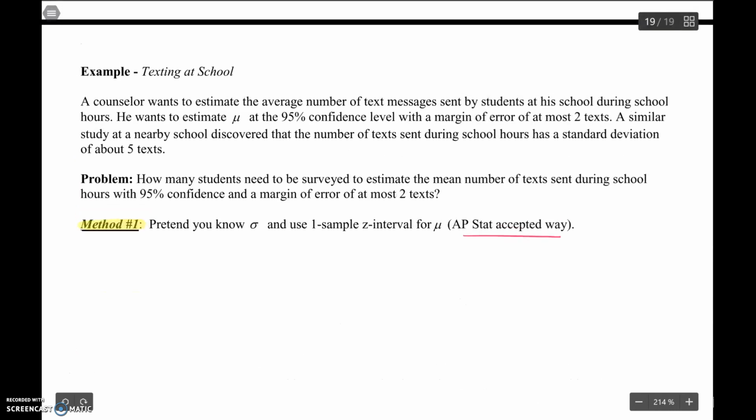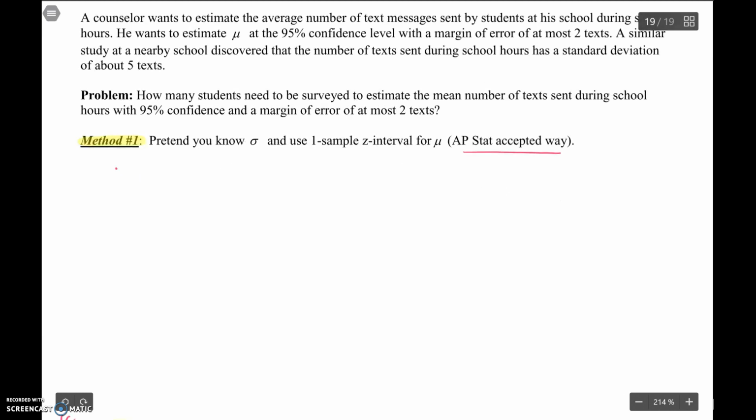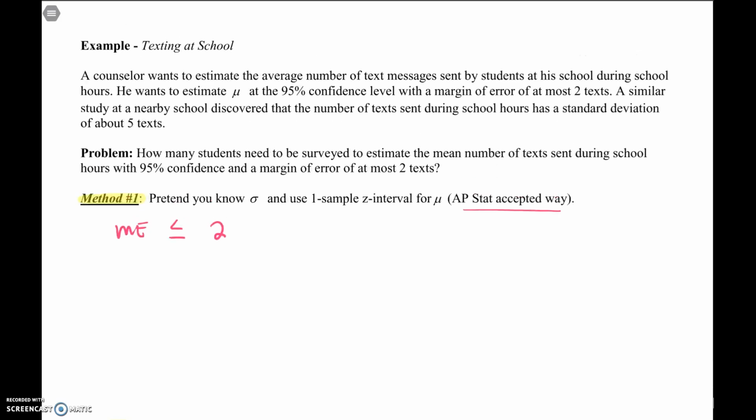A counselor wants to estimate the average number of texts sent by students at his or her school. He wants to estimate mu at 95% confidence with a margin of error of at most 2 texts. So he wants his margin of error to be less than or equal to 2 texts. A similar study at a nearby high school discovered that the number of texts sent during school hours had a standard deviation of about 5. That's the historical or pilot study, or I guess you're looking at a neighboring school.